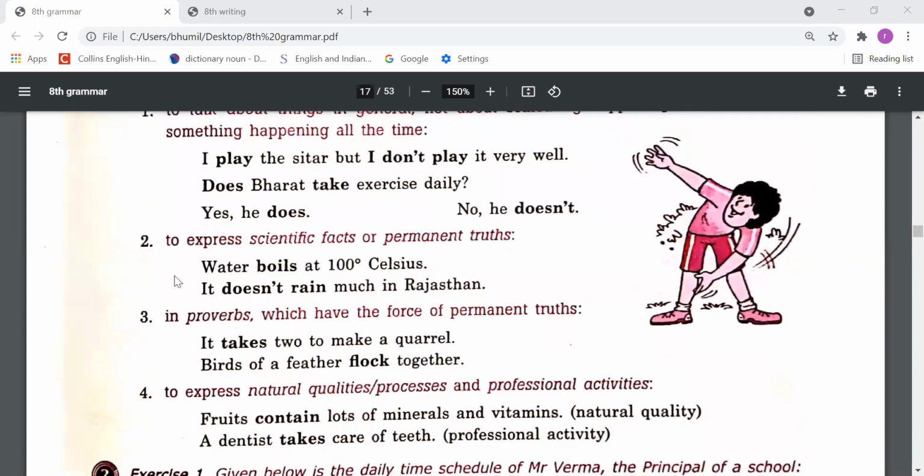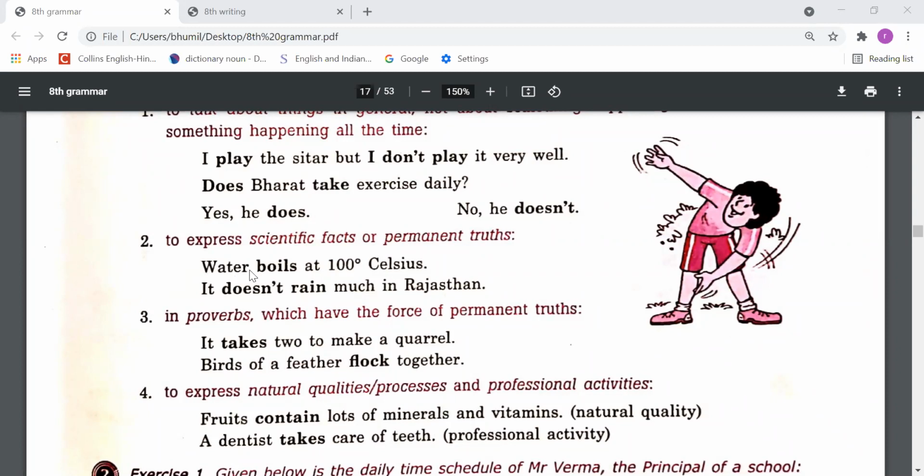Second point, to express scientific facts or permanent truths. Water boils at 100 degrees Celsius. It does not rain much in Rajasthan. So dear friends, whenever we talk about scientific facts or permanent truths, in that case also, we should use this tense. Like water boils at 100 degrees Celsius. That's a scientific fact. So for this, we have used simple present tense.